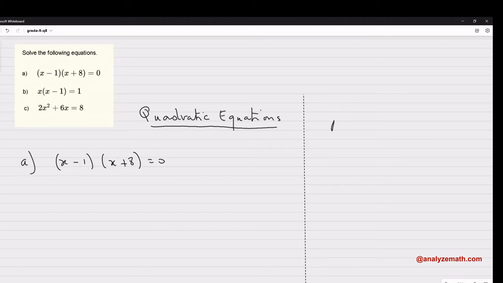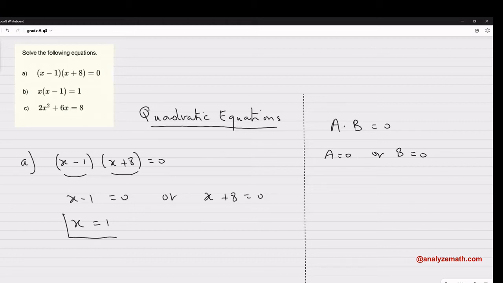Now if I say that I have two numbers a multiplied by b equal to 0, it means that a equals 0 or b equals 0. And this is the idea we're going to apply here. Let's assume that this is a and this is b. So it's either a equal to 0 or b equal to 0. And then you solve these equations that are linear equations and very simple to solve.